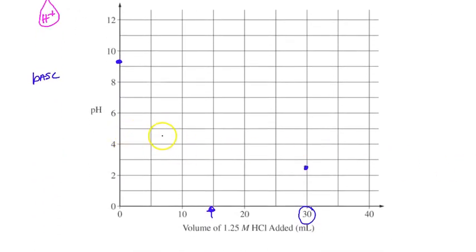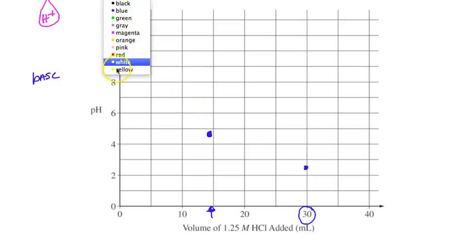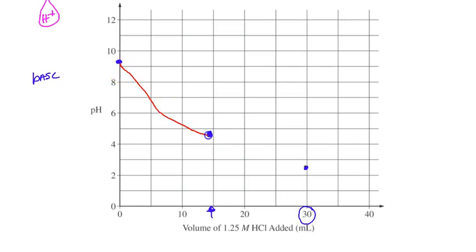So I find my 4.8, and that's about right there. What I need to do is draw a line that will intersect that. But I just can't draw a straight line. This is going to come down, level out a little bit, and then asymptotic drop. That's what I'm expected to do right there.